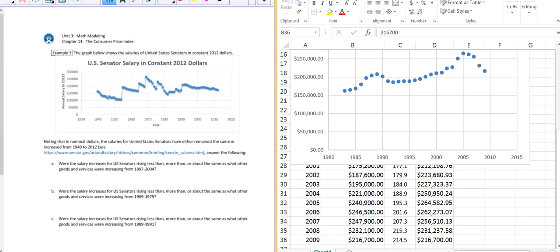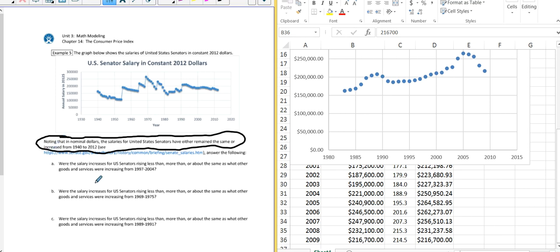All right, so let's look at another example. This one has nothing to do with our data here, so it's based entirely on this example. We did an example with this last time, U.S. Senators' salaries. Note that in nominal dollars, senators' salaries were generally either staying the same or increasing.